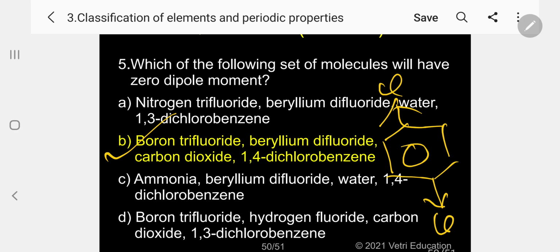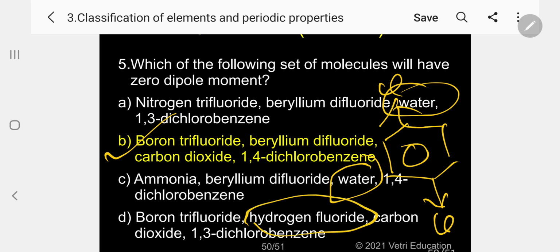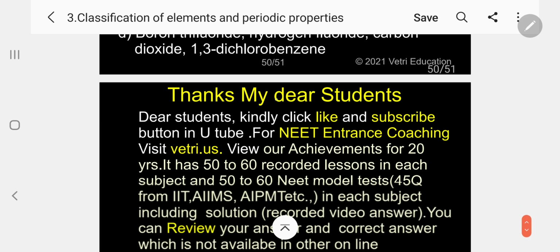My dear students, you go through all the other examples. Kindly follow, nitrogen fluoride. Then water is there; water has a dipole moment, so the answer is not there. Then again, hydrogen fluoride is there, having a dipole moment. Very easily you can neglect these. This is the key. So B only, all the four will be 0. I hope I have come to the conclusion.